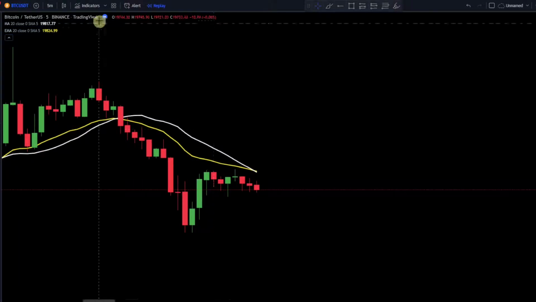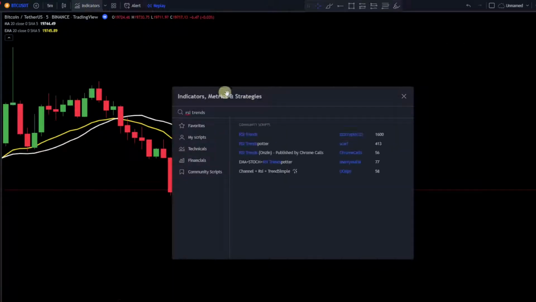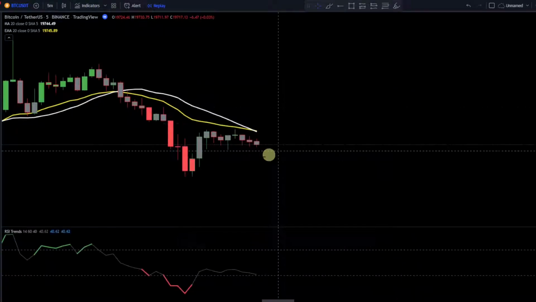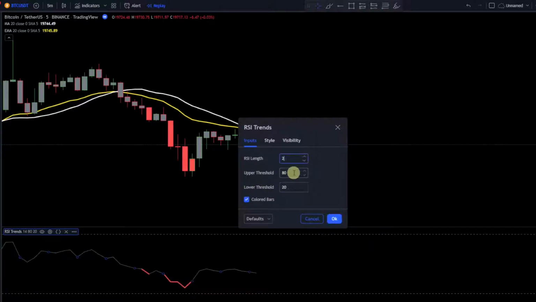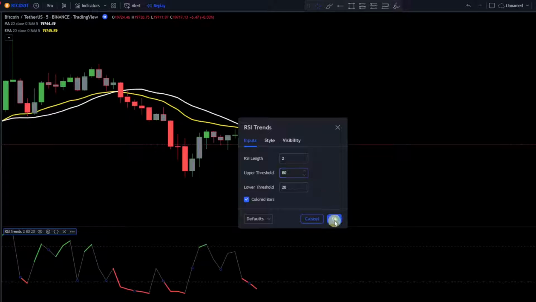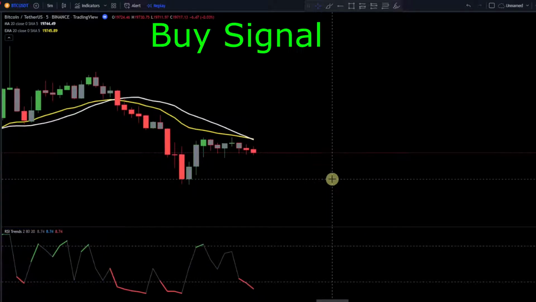Once again, open the indicators and search for RSI trends. Make sure you get this one. Change the upper band to 80, lower band to 20, length to 2. We are now ready for signals.